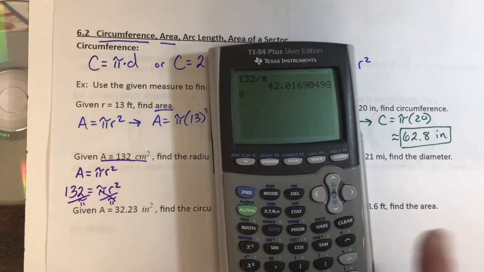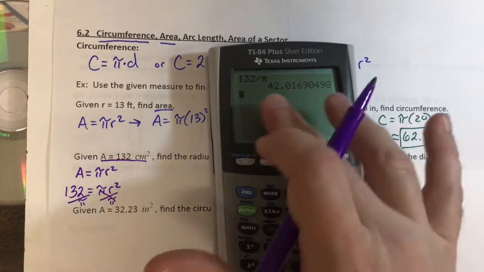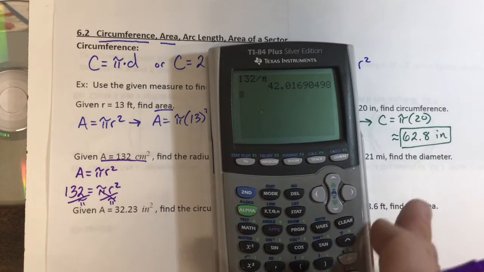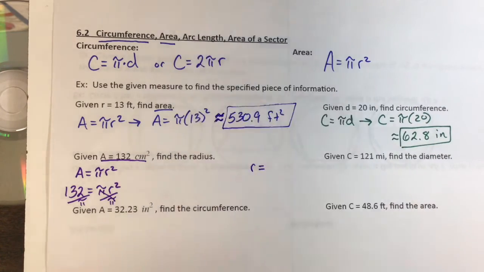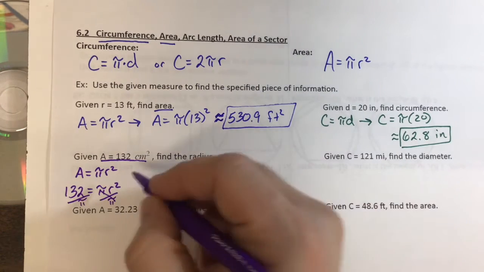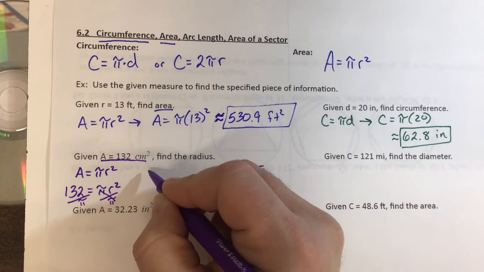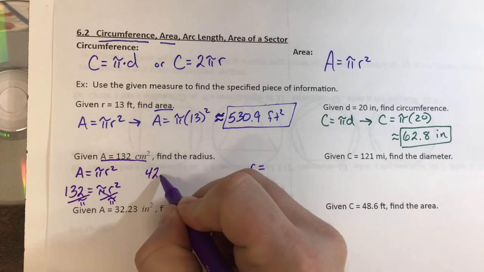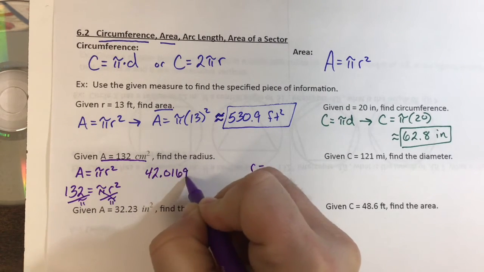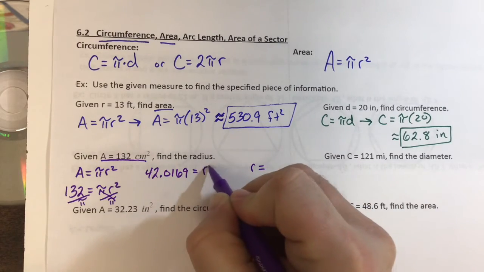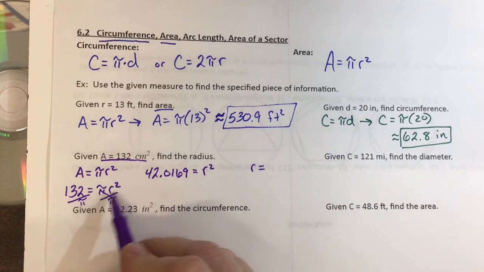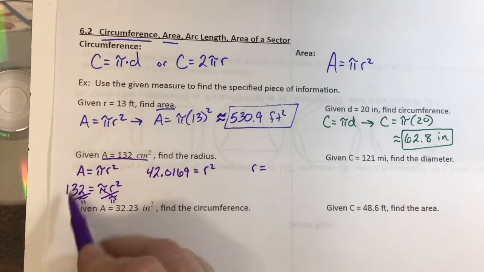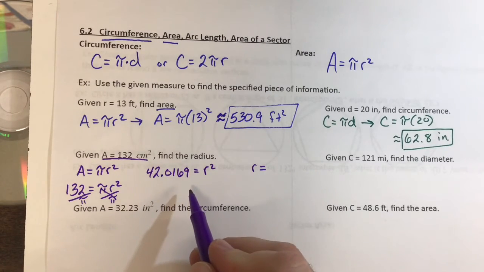And we get 42.0169. I'm going to write several decimals out because I don't want to round too short, because it's not my final answer. Okay, so we get that 132 divided by pi is 42.0169, and that equals r squared. If I'm working through this equation, r squared is by itself on the right, and this side is now 42.0169.